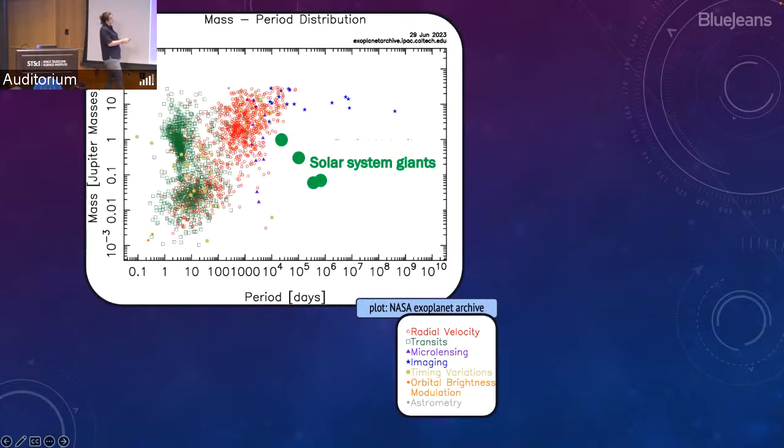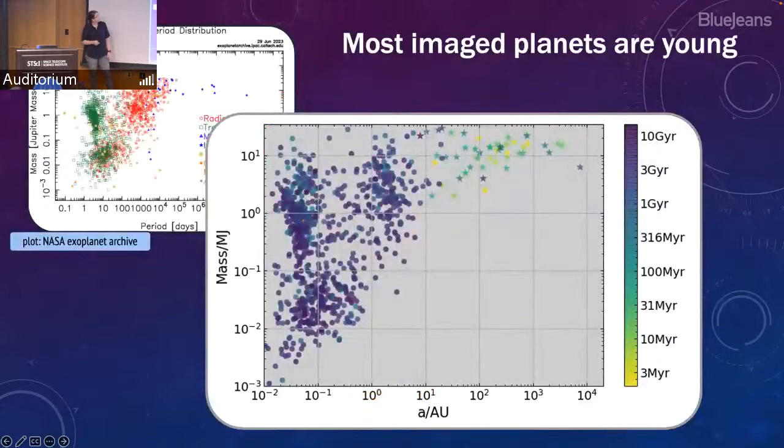So this is how those 4 gas and ice giants compare to the population of known exoplanets. And you can see especially the radial velocity and transit planets are very much close to their stars, and the directly imaged planets are very massive, so bigger than any of the solar system giants, and also very young, so quite different to the solar system planets in that direction as well.